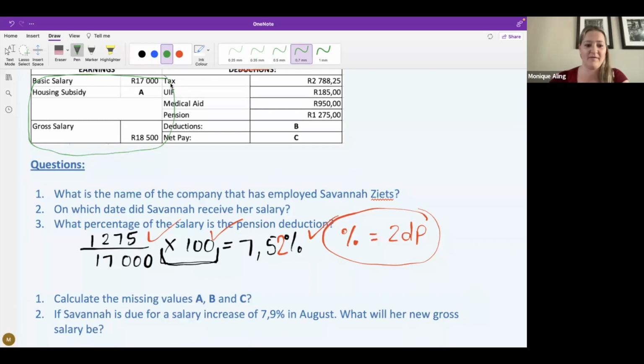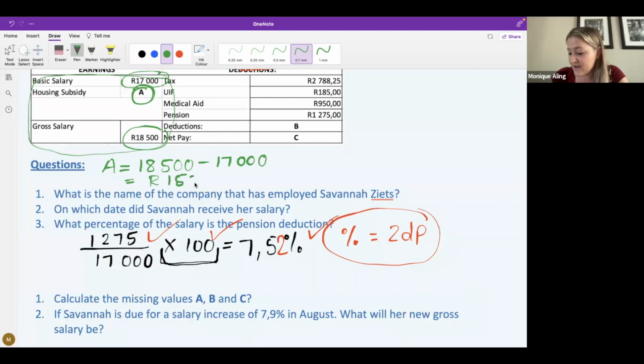all the income involved there. It mentions a basic salary, a housing subsidy, and then the gross salary, which is our total. So we can see the total is 18,500. We can see that the basic salary was 17,000. So the missing value must be the difference between the two. So for A, you would say 18,500 minus 17,000, which gives you 1,500.